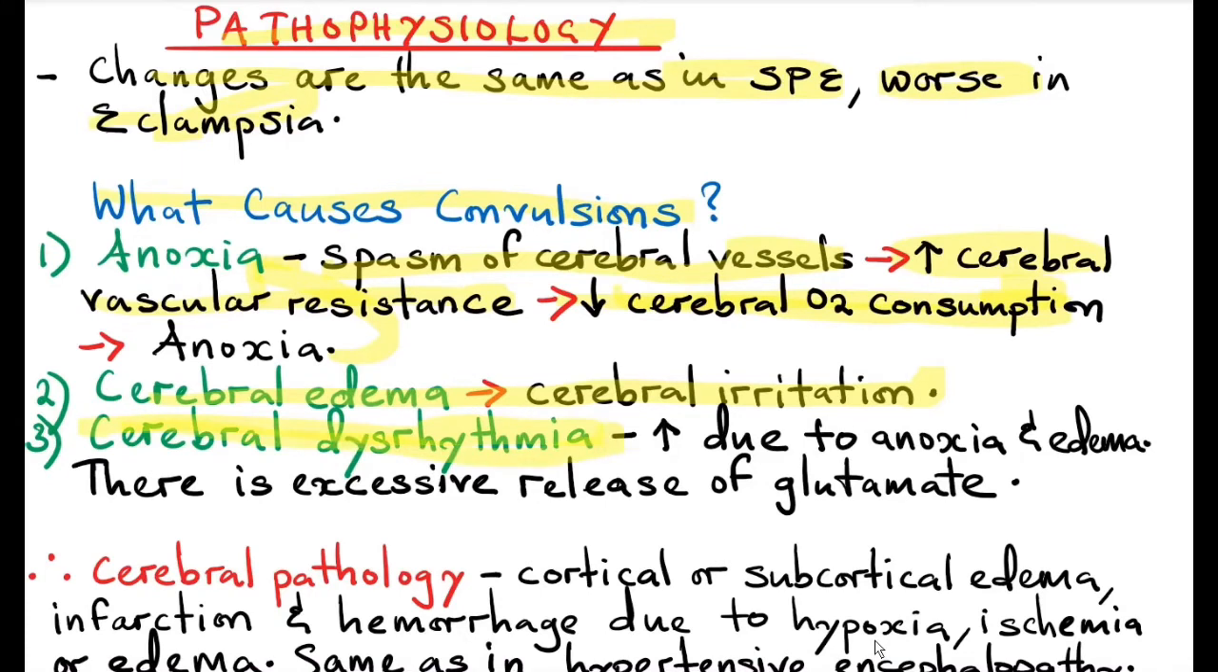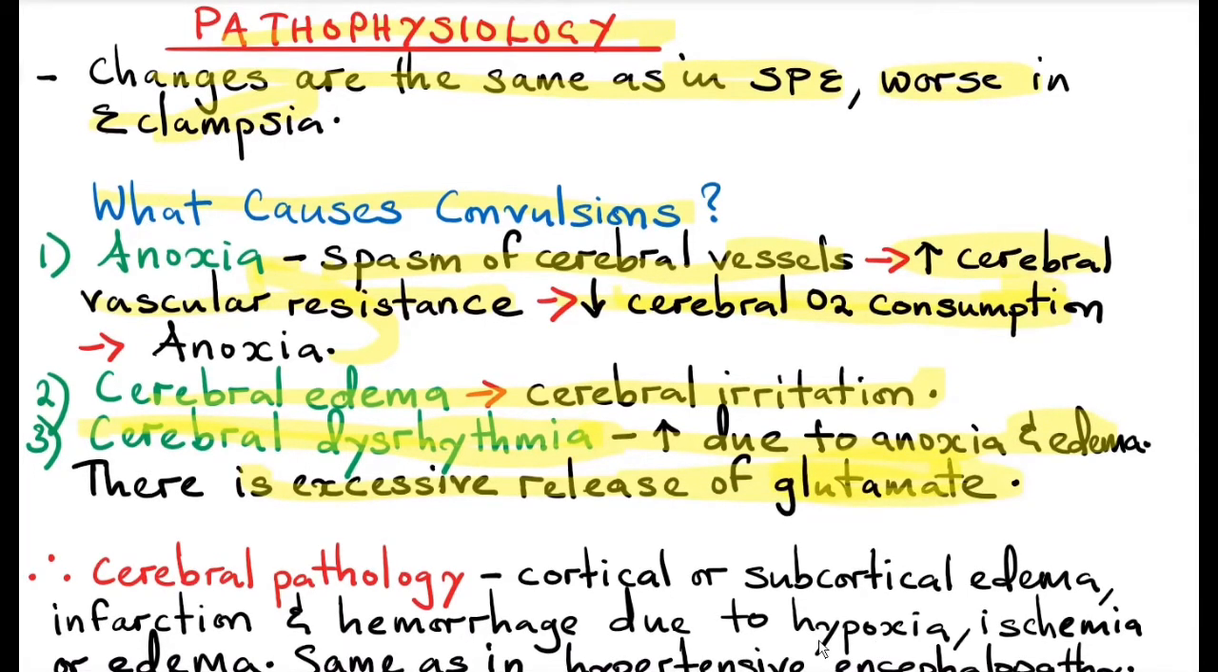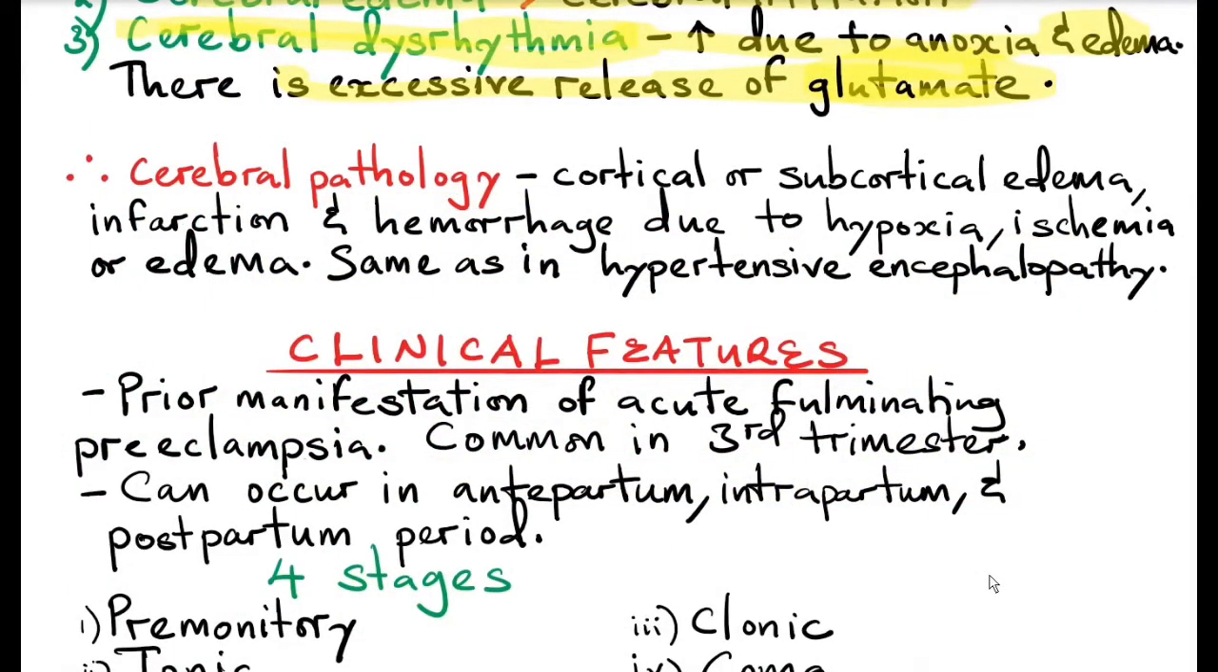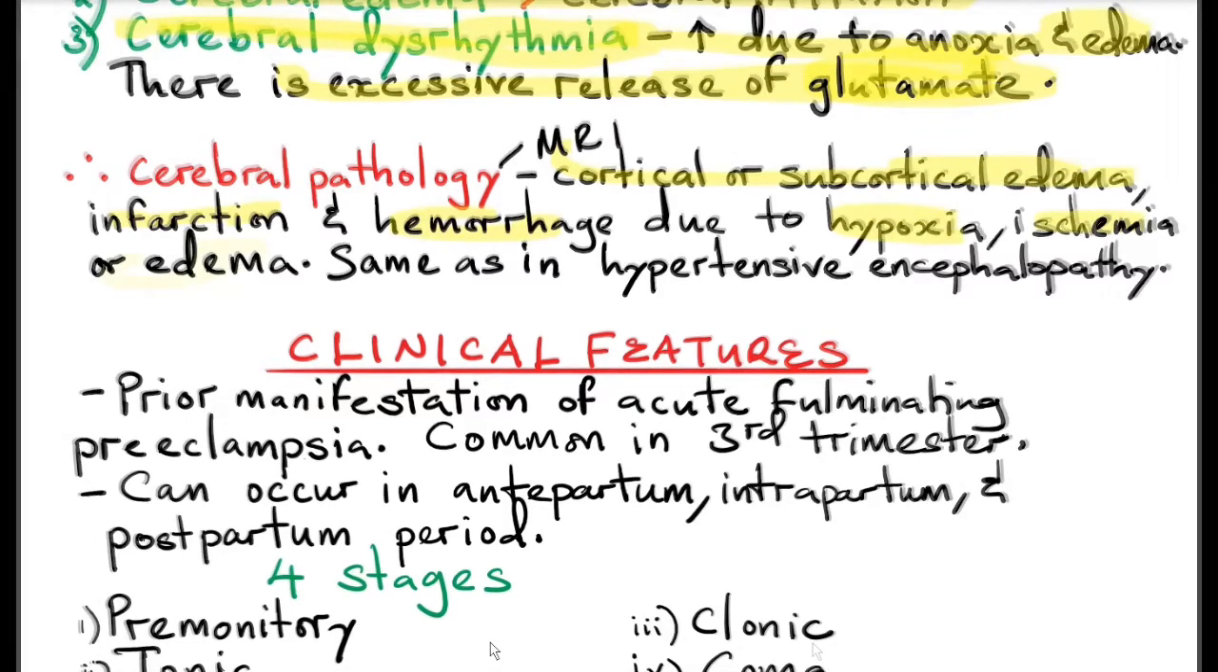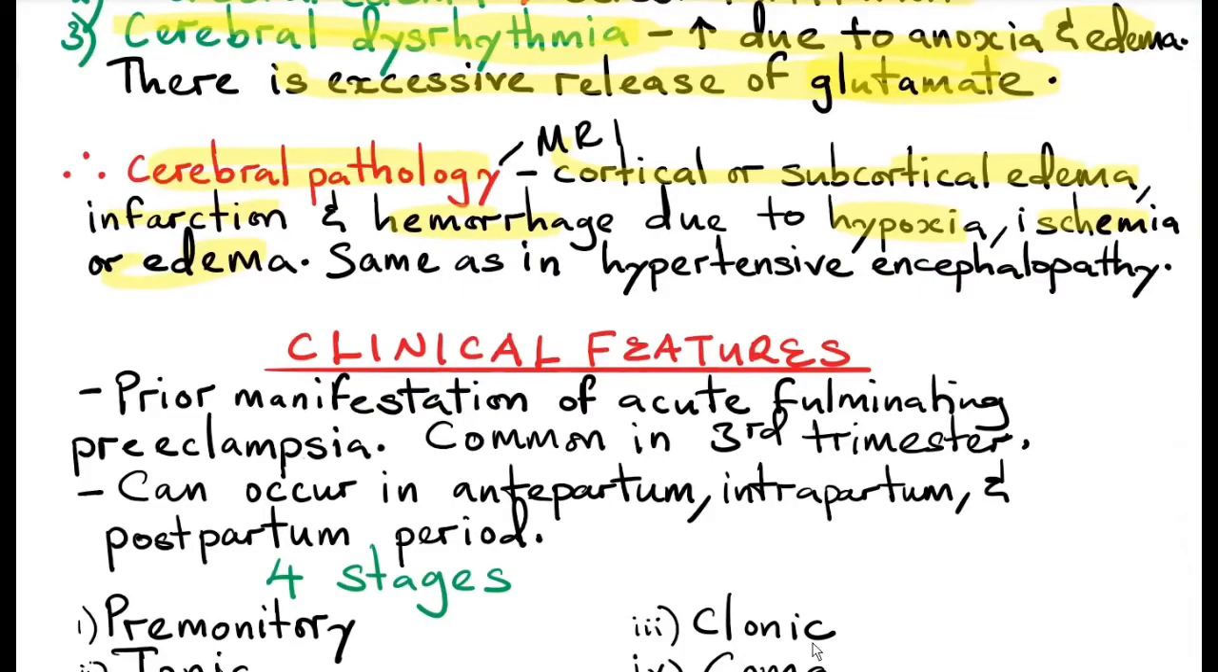So cerebral dysrhythmia increases due to hypoxic injury and edema, and also because there's excessive release of glutamate. Glutamate is released when there's a hypoxic insult to the brain. So remember, glutamate is an excitatory neurotransmitter, which results in overexcitation of the nerve cells, okay? If you were to order an MRI on this patient, that's magnetic resonance imaging, you will see cortical and subcortical edema, infarction, and hemorrhage. This is due to the hypoxia, ischemia, and the edema. These cerebral pathological changes are the same that you see in a hypertensive encephalopathy patient.